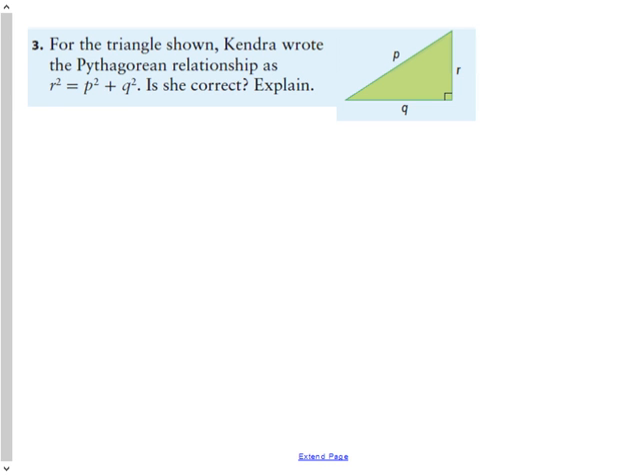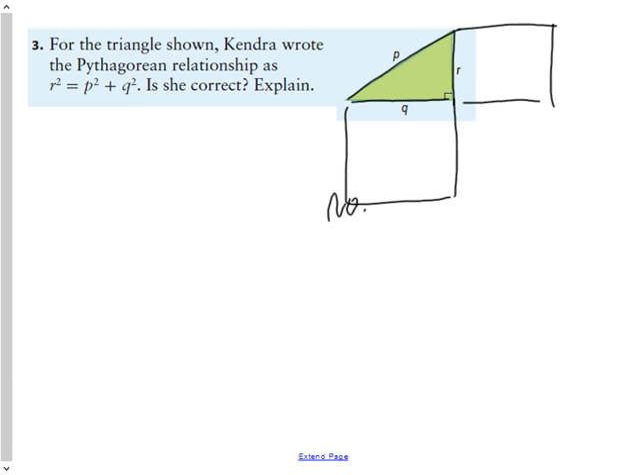Question 3, for the triangle shown, Kendra wrote the Pythagorean relationship as r squared is equal to q squared plus p squared. Is she correct? The answer is no, she's not correct. And the reason why is this side here r and this side here q are the two legs. So in this particular case, r squared plus q squared will equal p squared, not r squared is equal to the sum of these two.